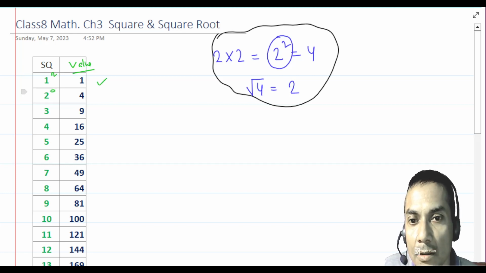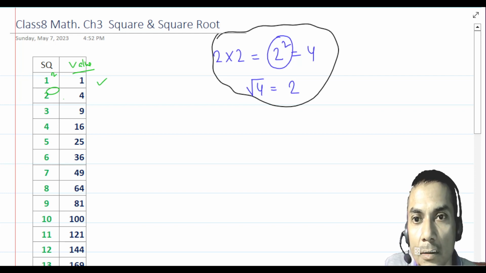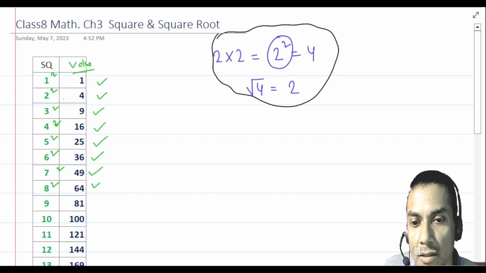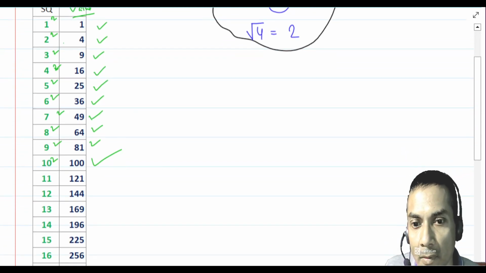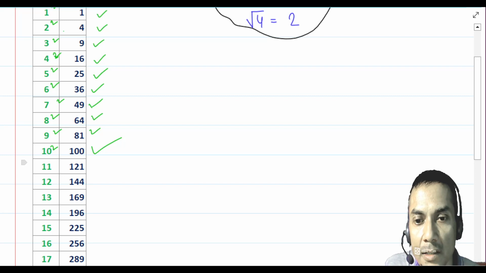2 square is equal to 4. 3 square, 9. 4 square, 16. 5 square, 25. 6 square, 36. 7 square, 49. 8 square, 64. 9 square, 81. 10 square, 100. Clear? Up to this it is easy to remember.